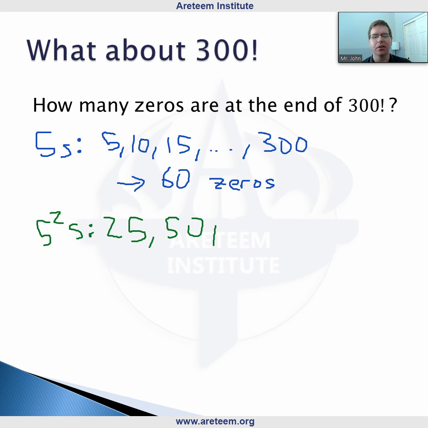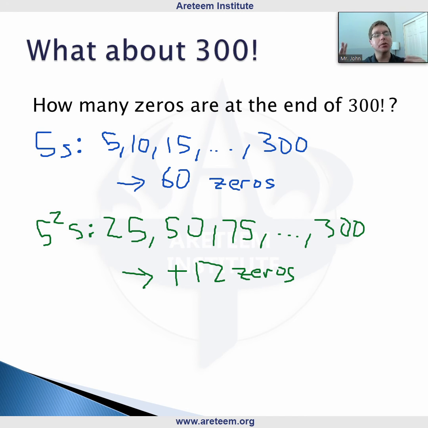50 will give us another extra 5. 75 will give us another extra 5. Again, 300 is a multiple of 25. 300 divided by 25 is 12. So this will give us an additional 12 zeros. So let me write this as plus 12 zeros, because these are additional ones. We already counted 25 once, but we need to count it a second time because it actually has those double powers of 5 in it.